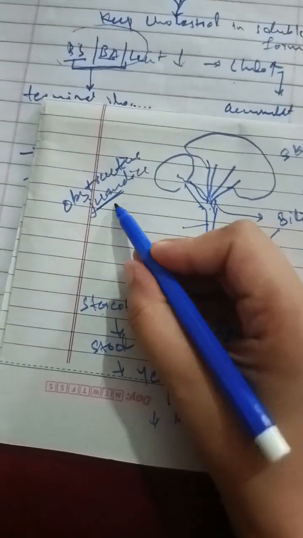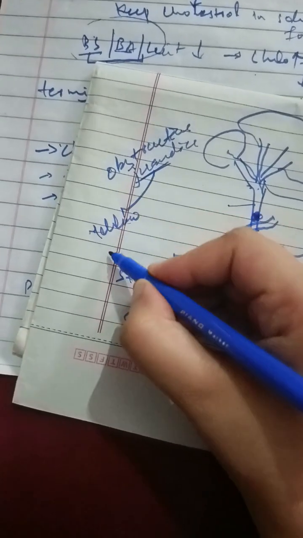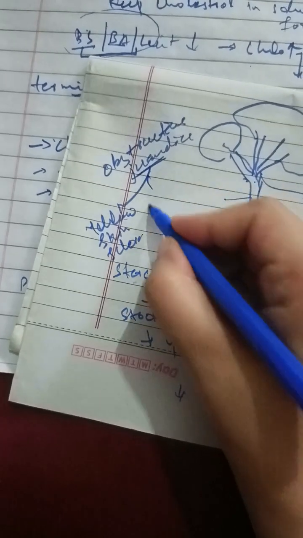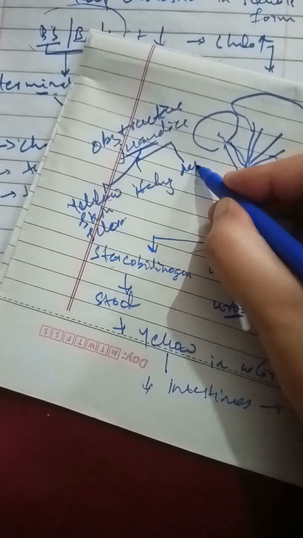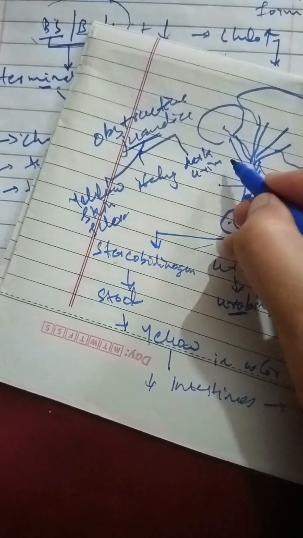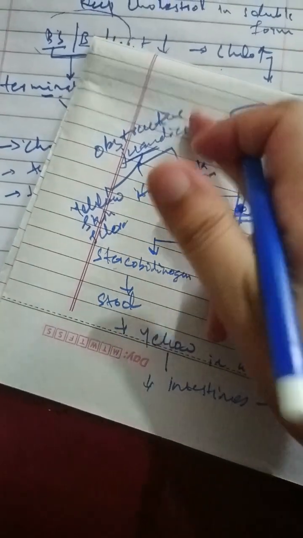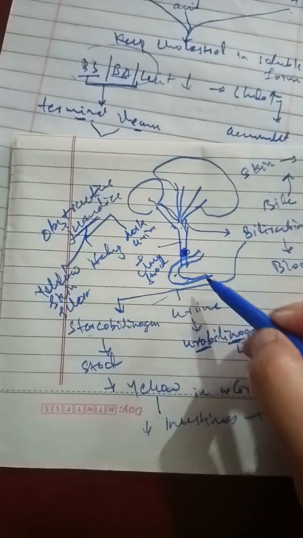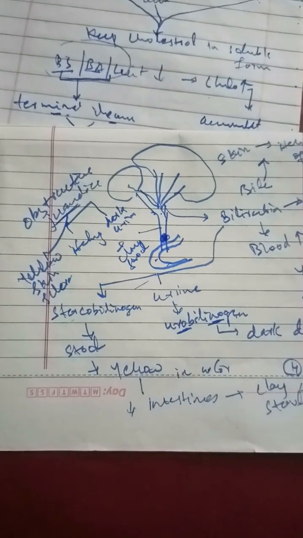Due to this obstruction the bilirubin level increases, and clinical features like yellow skin, yellow sclera, itching, dark urine, and clay color stool occur, and this is called obstructive jaundice. Now we will discuss other causes, and in the second part of the video we will discuss some more important things.